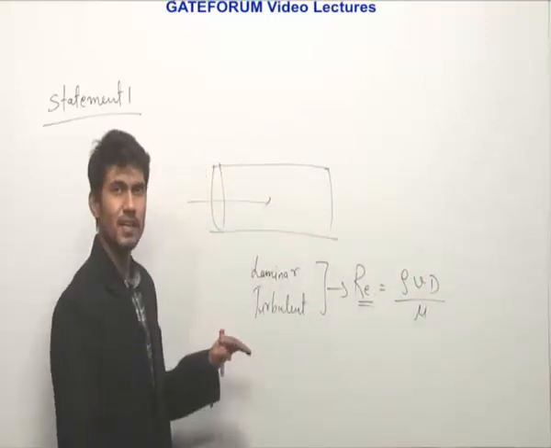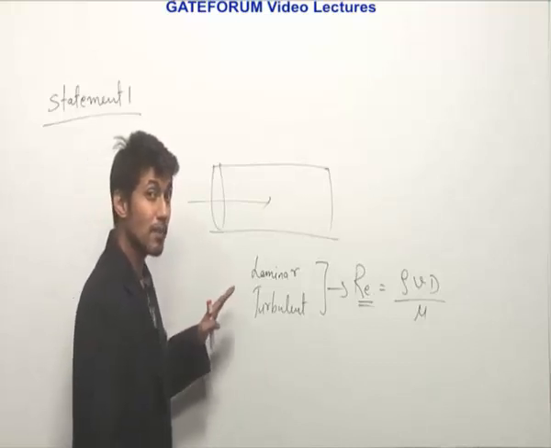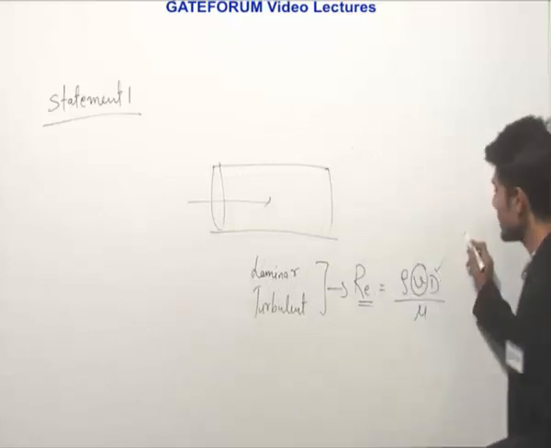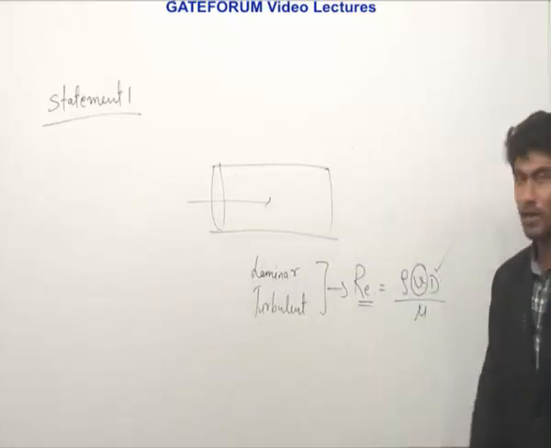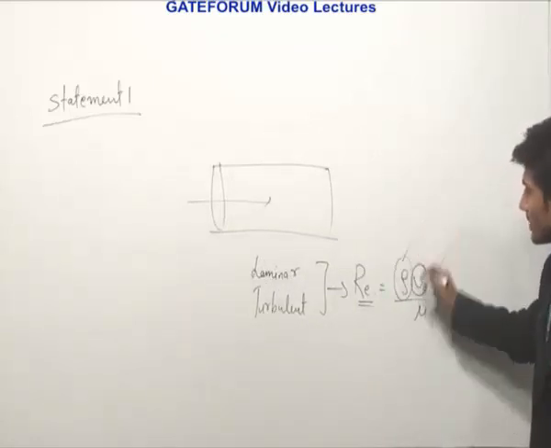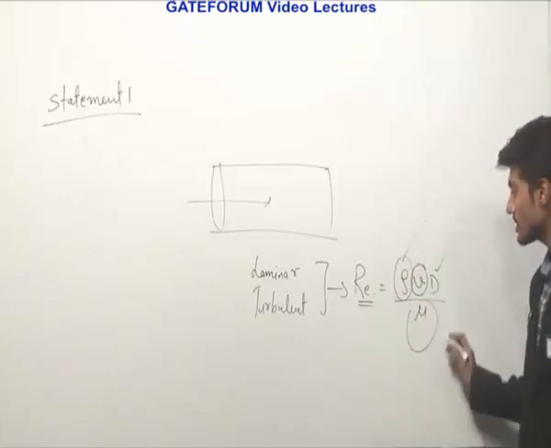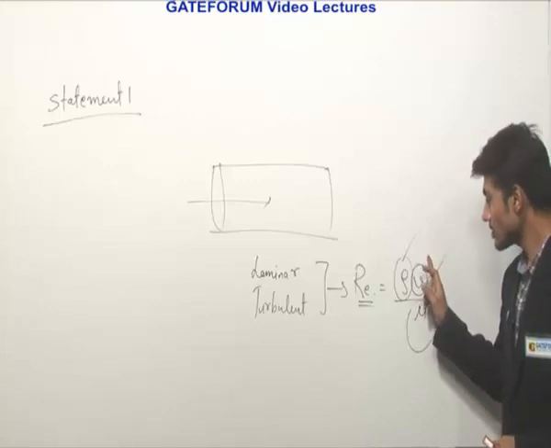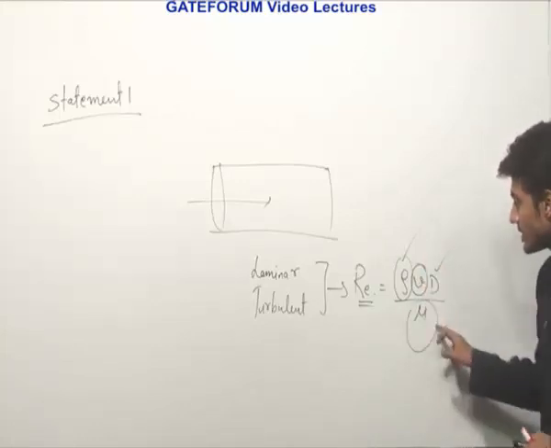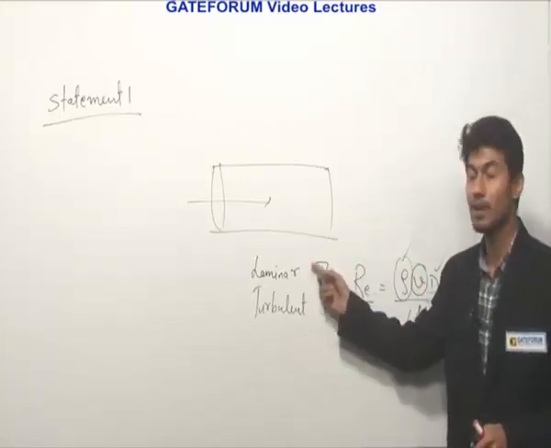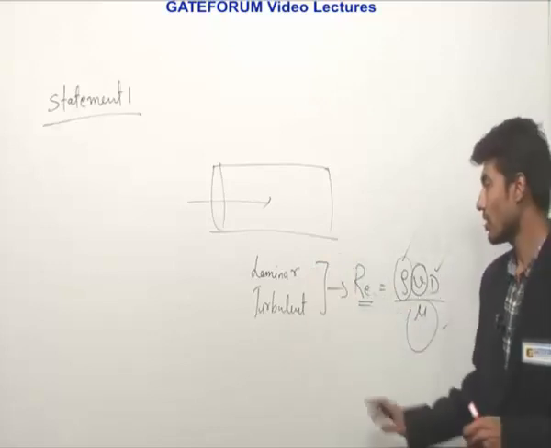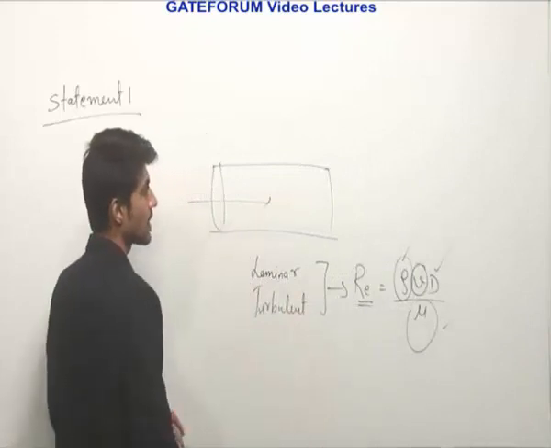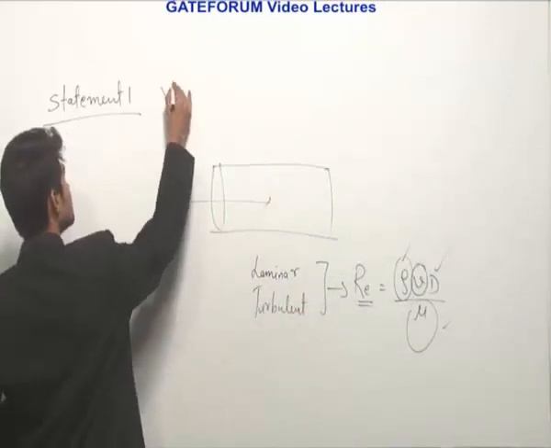Now the statement 1 is, in a pipeline the nature of flow depends entirely on velocity. It is wrong. Even if velocity is fixed, I change diameter, the Reynolds number will change. I change the density, Reynolds number will change. I change viscosity, Reynolds number will change. So even if velocity is not changing, but by changing the other parameters, flow can be changed to laminar or to turbulent, or it can become transition flow also. So statement 1 is wrong.